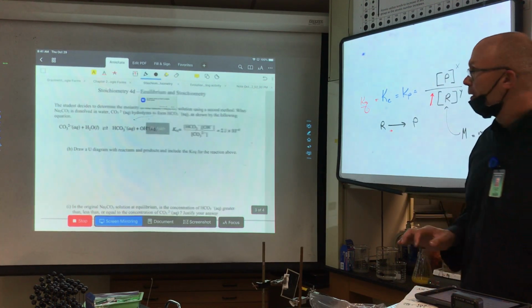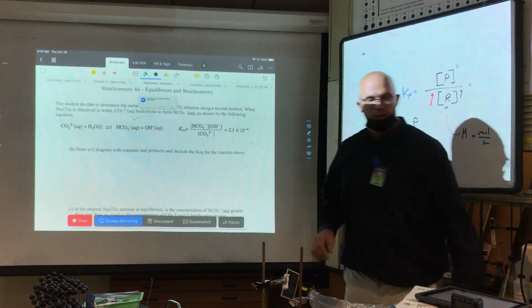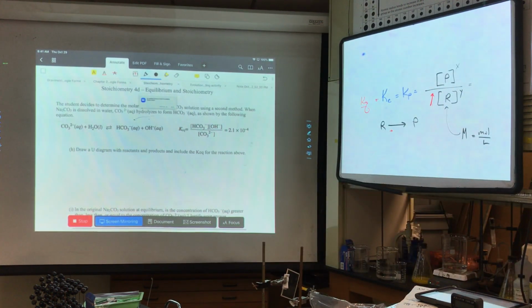Last little piece here. Student decides to determine the molarity. Ooh, there's something in my way there. Oh, my computer. What does that say? There's a Zoom up there. Oh, okay. How do you read that? My God, I gotta go in there. I'm such an old person now. All right. I don't think they could stay on the Zoom meeting. Remind me later.